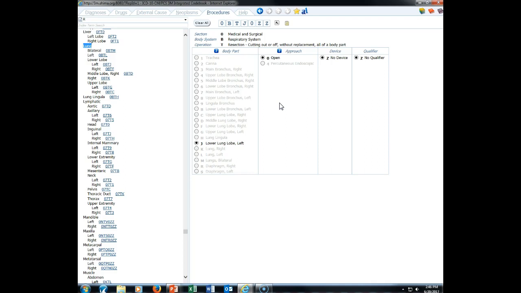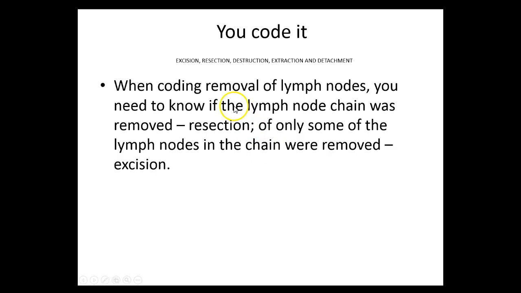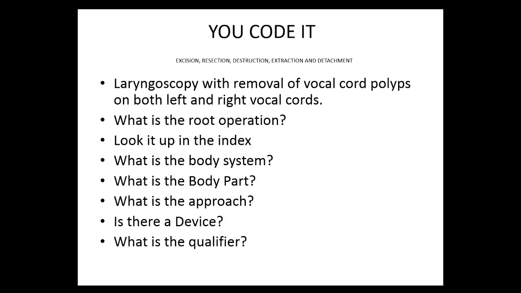Now, in one of the last lectures, I talked about coding lymph nodes. If an entire chain is removed, it's a resection. If a level is removed, it's a resection. But if only some of the lymph nodes were removed, it's an excision. So you have to be careful when you're coding the lymph nodes, because typically it is an excision. Sometimes it's a resection in the pelvic area. Sometimes they will do a radical procedure where they remove all of the lymph nodes in a chain.